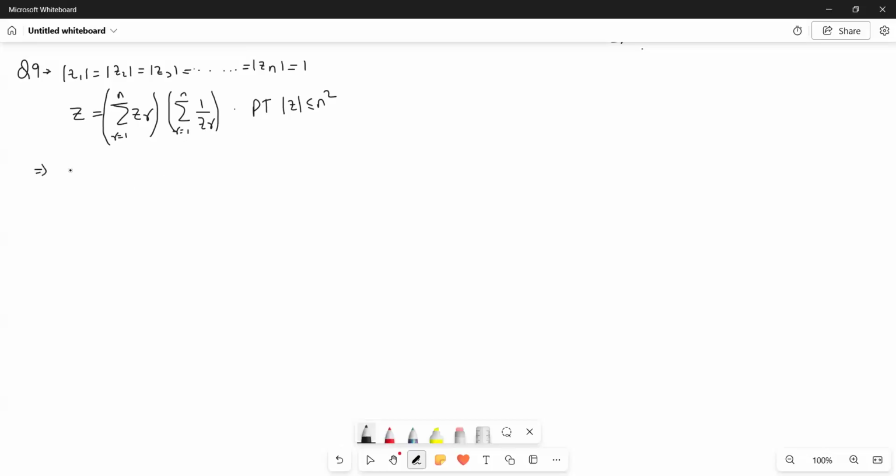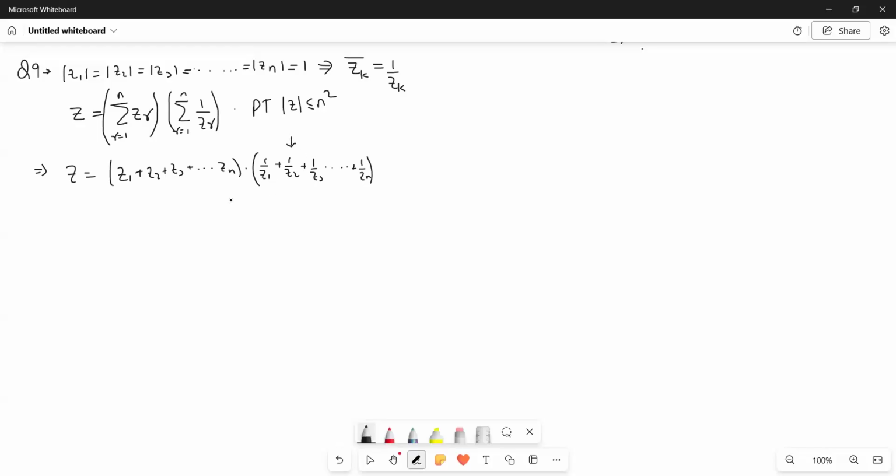Okay, so for this, Z would be the first part, Z1 plus Z2 plus Z3 going up till Zn, and into 1 by Z1 plus 1 by Z2 plus 1 by Z3, and this also going up till 1 by Zn. But since for Z1, Z2, Z3, Zn, the mod of each is 1, can we say that this implies that Zk bar is 1 by Zk for all of the Z's?